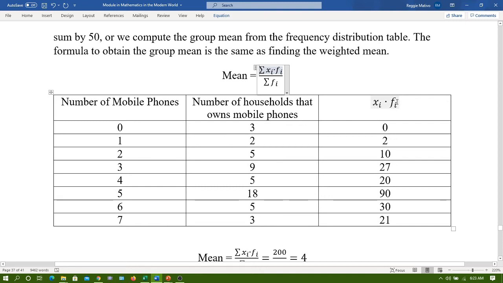Class, this is the multiplication of the frequency and the number of households. So frequency, this one, and the number of households and the number of phones. So 0 times 3 equals 0. 1 times 2 equals 2. 2 times 5 equals 10. 3 times 9 equals 27. 4 times 5 equals 20. 5 times 18 equals 90. 6 times 5 equals 30. And 7 times 3 equals 21.